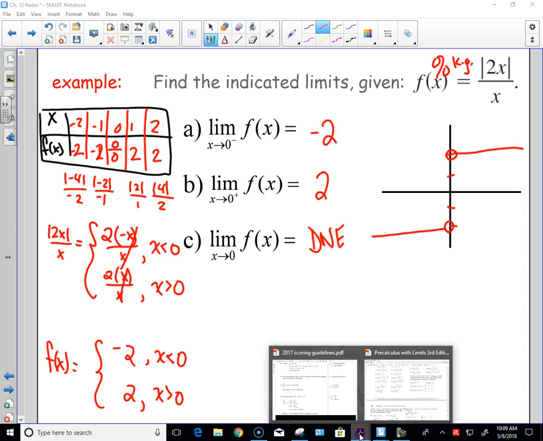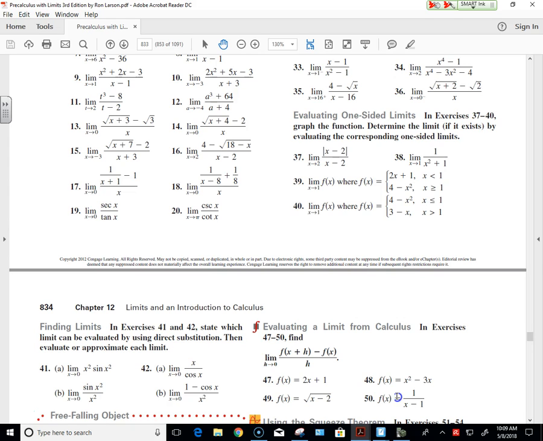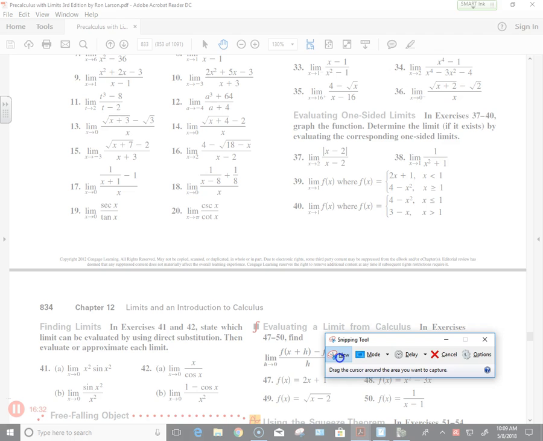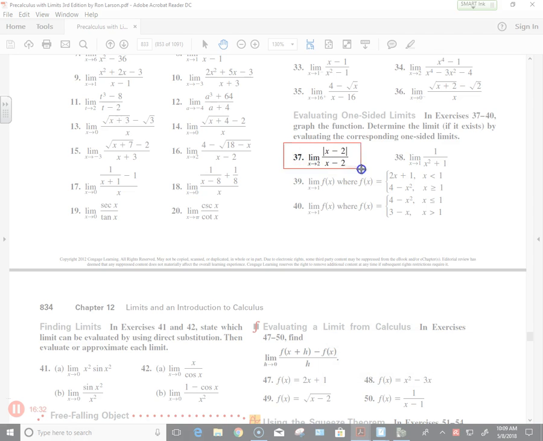What happens when you look at number 37 over here? Plug in 2. 0 over 0, keep going. But how? It's an absolute value. Well, you tell me, which one makes more sense? The piecewise definition of an absolute value or plugging in a table?